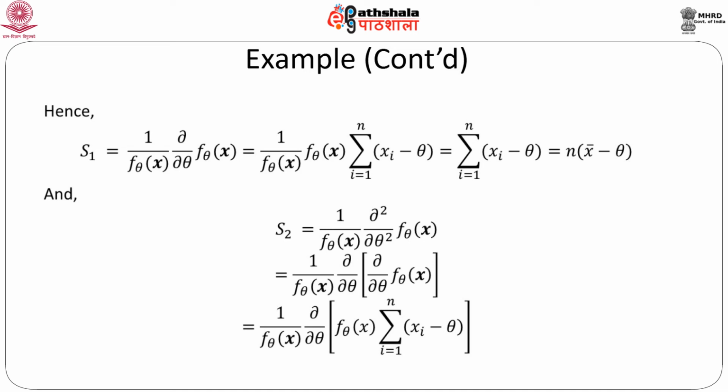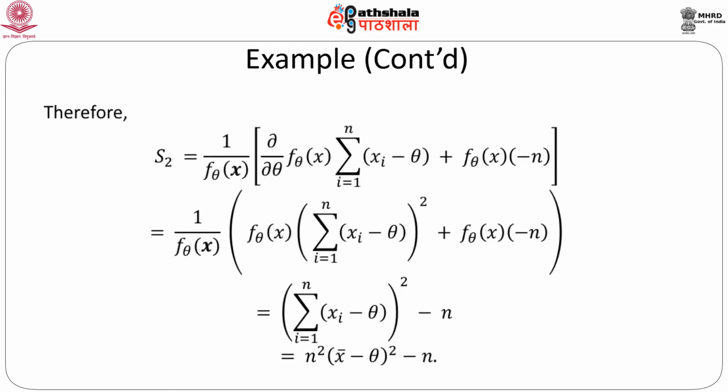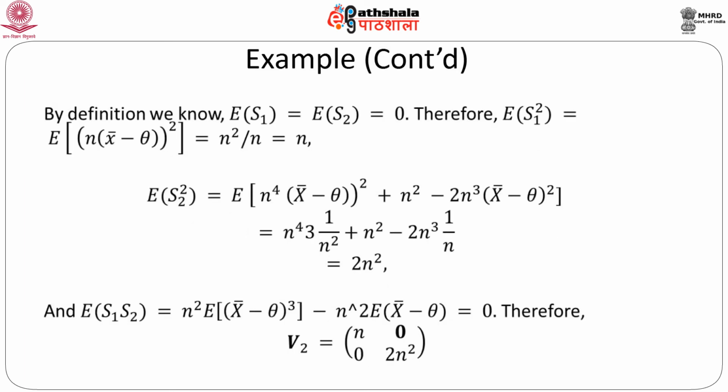Now, S2 is equal to 1 by f theta x into del square by del theta square f theta x, which is equal to 1 by f theta x into del by del theta f theta x into summation over i from 1 to n of xi minus theta. After simplification, we get S2 equals n square into x bar minus theta whole square minus n. By definition, we know expectation of S1 equals 0, expectation of S2 equals 0. Now, expectation S1 square is equal to n square into expectation of x bar minus theta whole square, which is equal to n square into 1 by n, because x bar follows normal with mean theta and variance 1 by n.